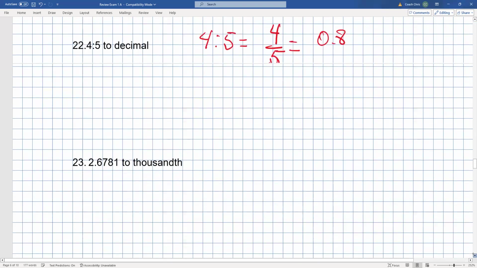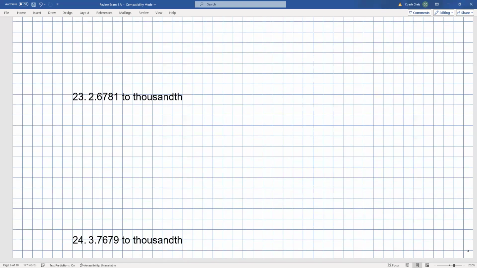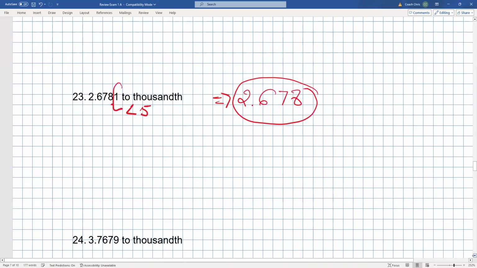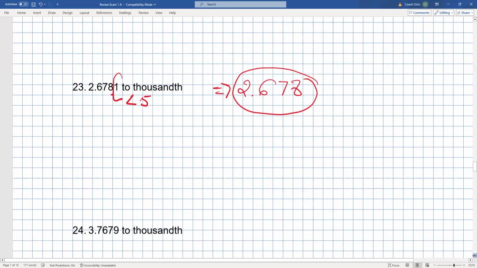All right? This question here is to round this to the thousandths place. All right? So your thousandths place is 8. Since the number after 8 is 1, 1 is less than 5. So I'm going to drop everything. I'm going to have 2, 6, 7, 8. That's it. Why? Because they ask you to round to the thousandths place. Since the number after where I'm supposed to stop is less than 5, I'll go ahead and drop it.